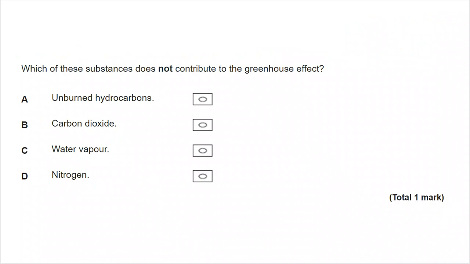And it's very difficult to find extra things to say on this one. It's simply a matter of knowing what does contribute to the greenhouse effect and what doesn't. And the one that doesn't is nitrogen. On to the next question.